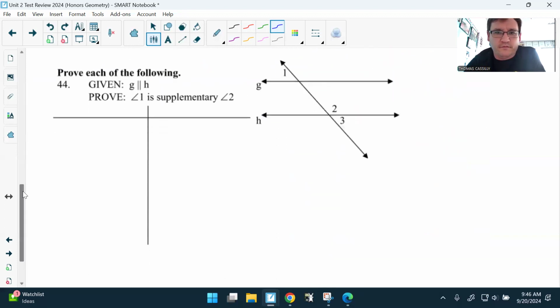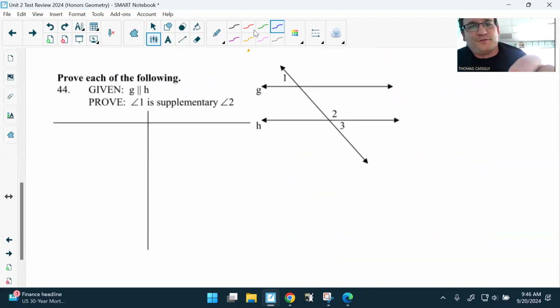And actually, I think, oh, dang it. I thought we were done with this page. We got to prove. All right.